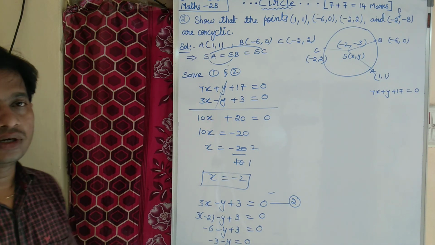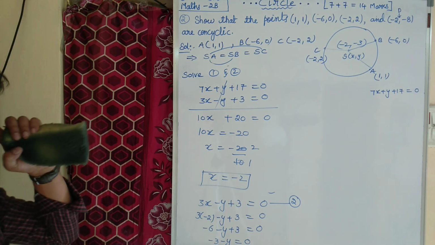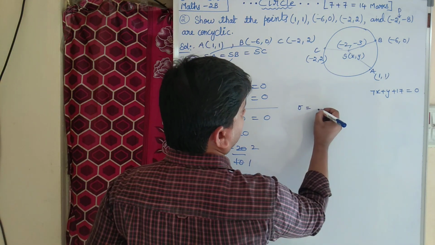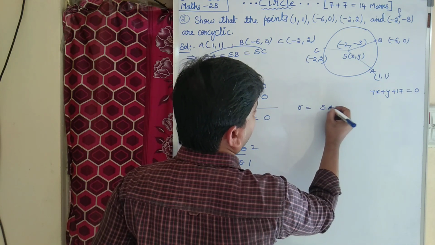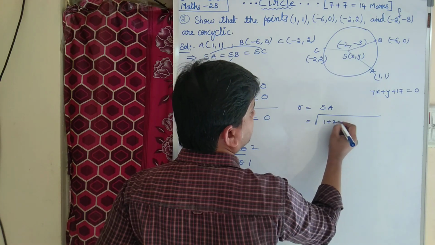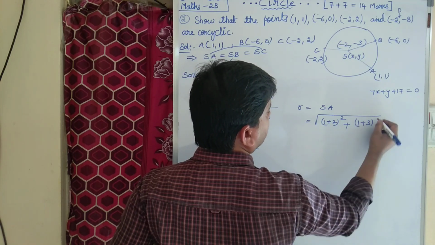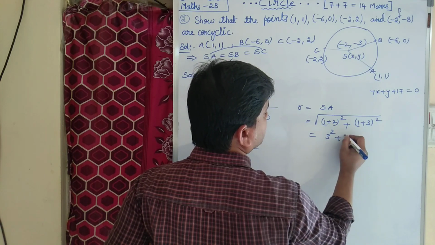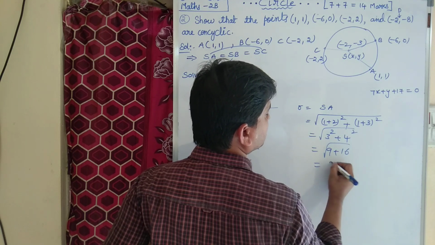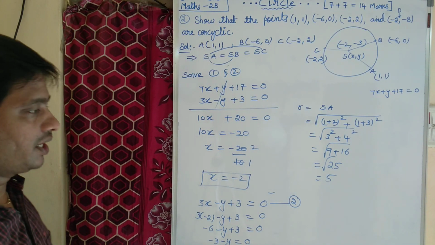Children, now what is the next step? We have to find the radius. Radius means the distance between S and A, or B, or C. So let me find the radius. Distance between S and A is root over (1 minus (minus 2)) whole square plus (1 minus (minus 3)) whole square, that is 3 square plus 4 square. 3 square is 9, 4 square is 16, 16 plus 9 is 25. Root 25 is 5. We got the radius 5.